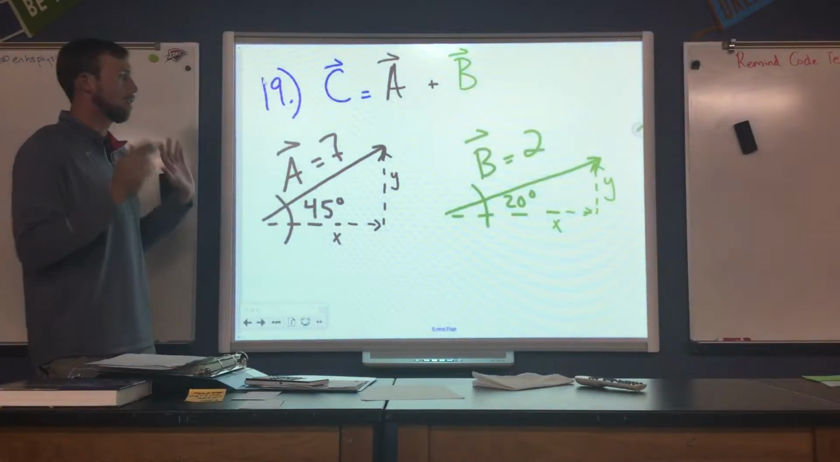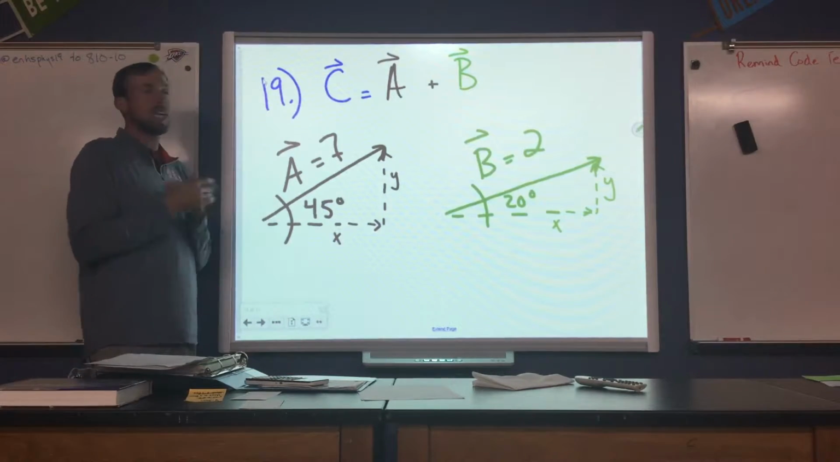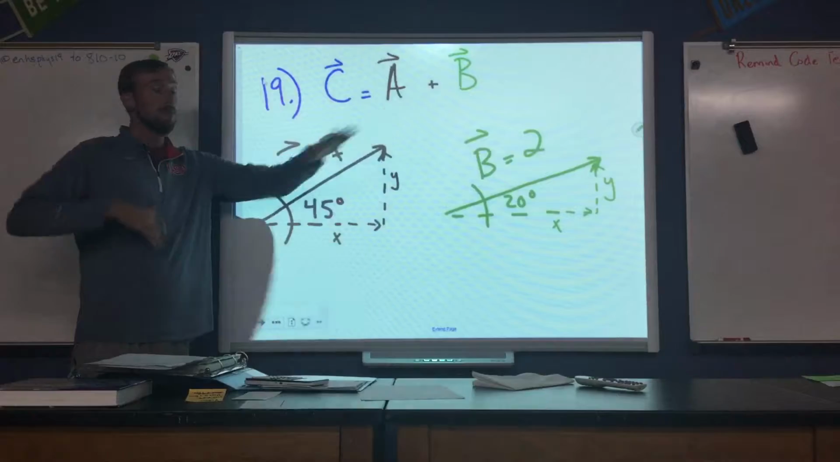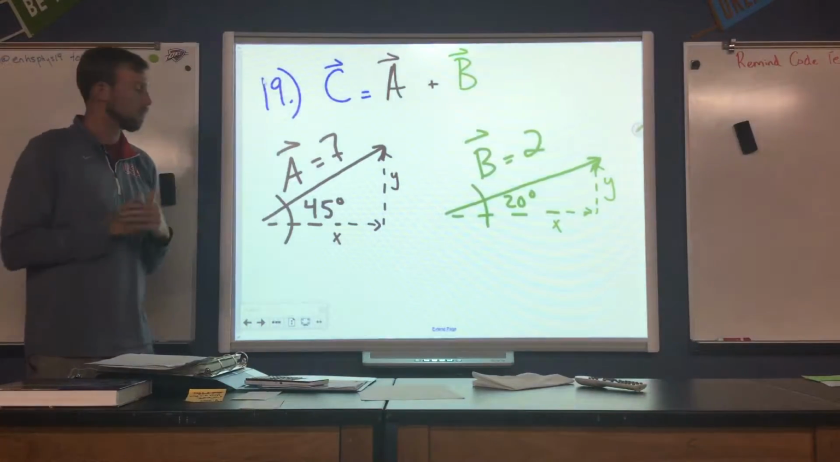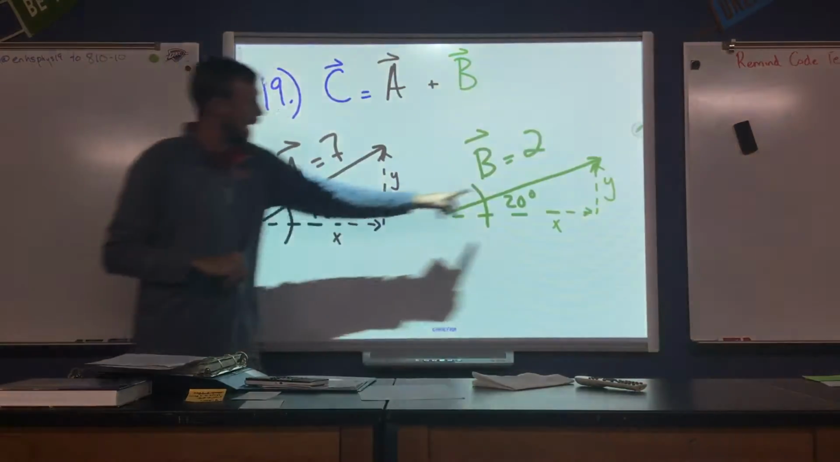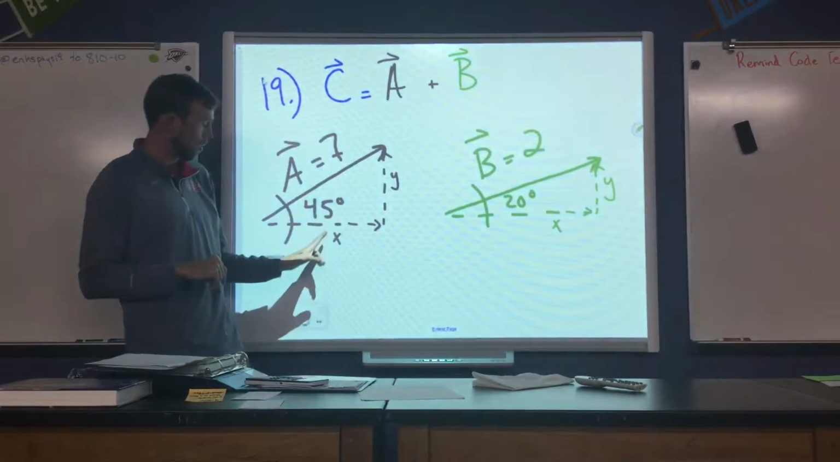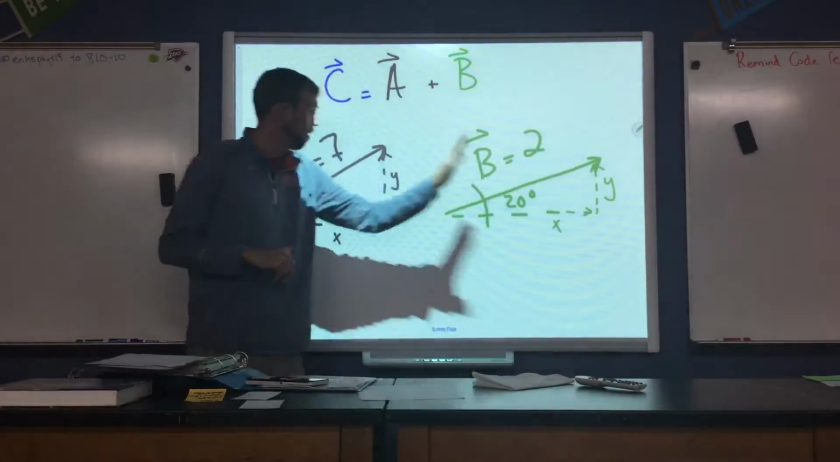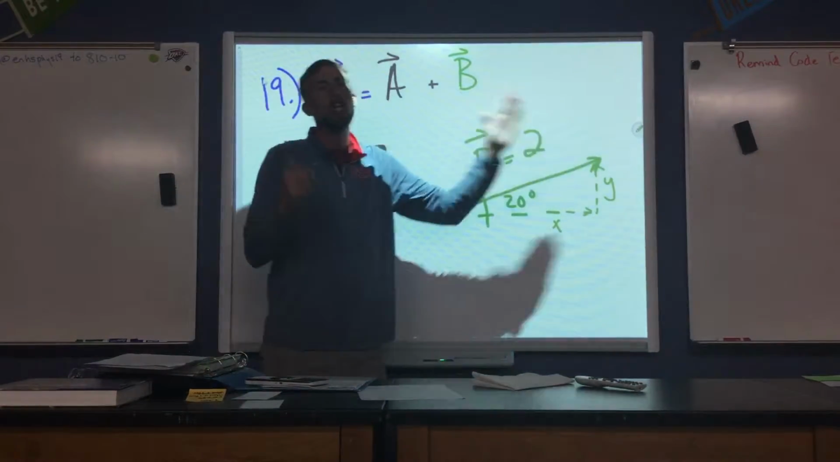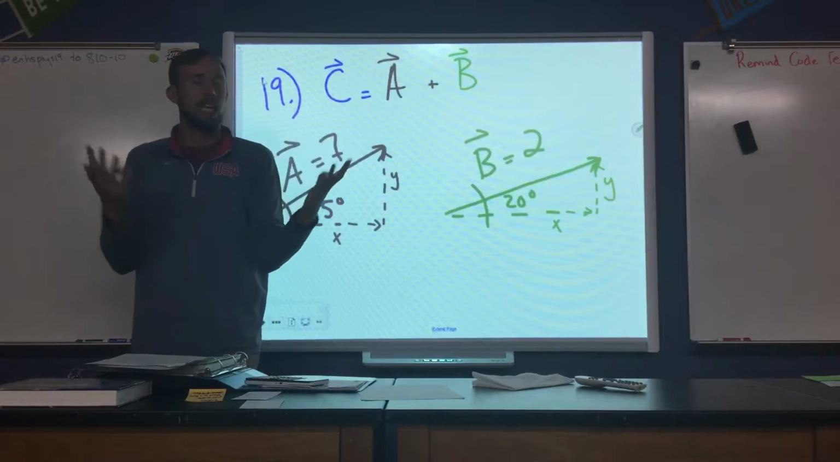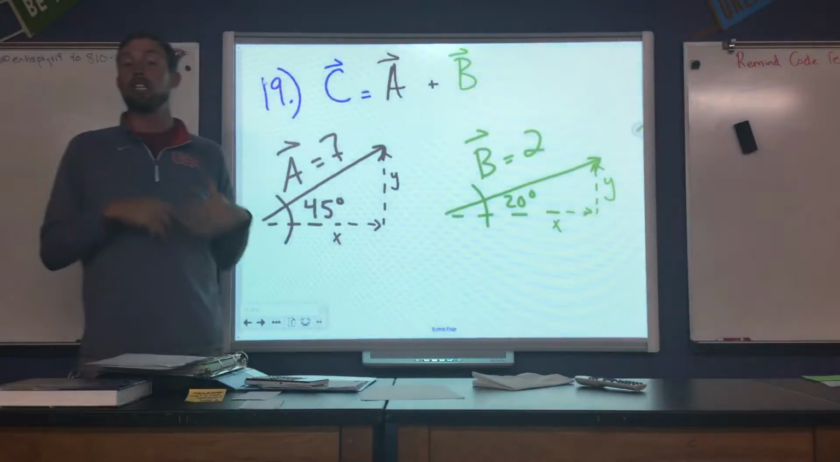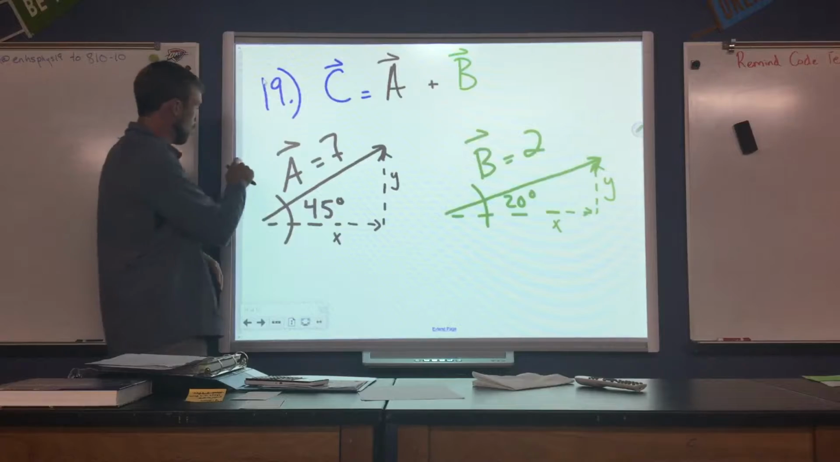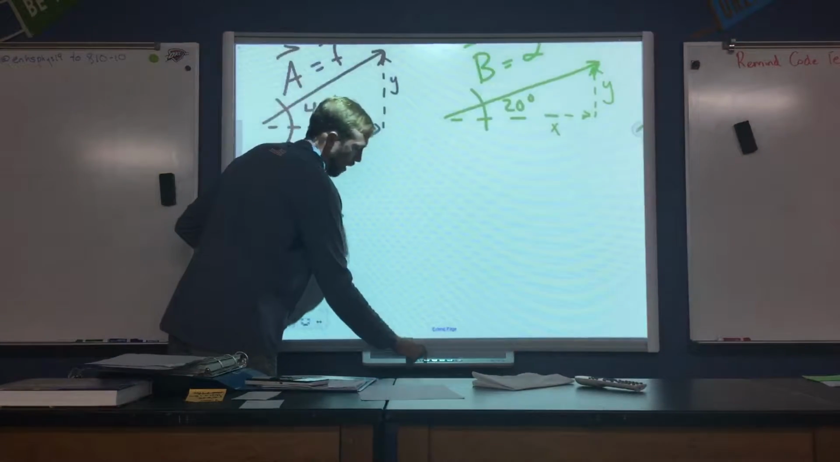So in order to figure out how to add these together, we cannot just add 7 and 2, because 7 and 2 are not in the same direction. But we can add the values that are in the same direction: the x value here to the x value here, y value to y value. So before we add anything, we actually have to break these vectors down into their components, or their parts. So we're going to start with vector A.